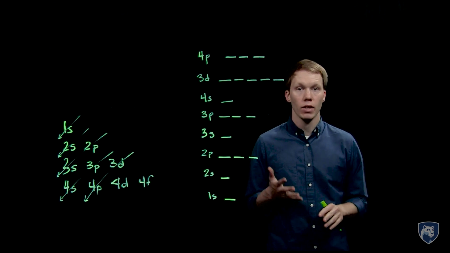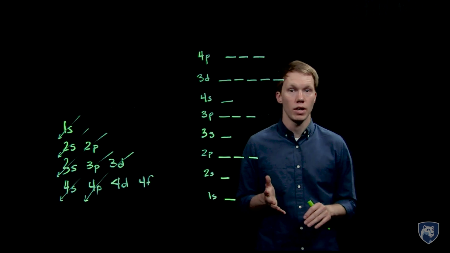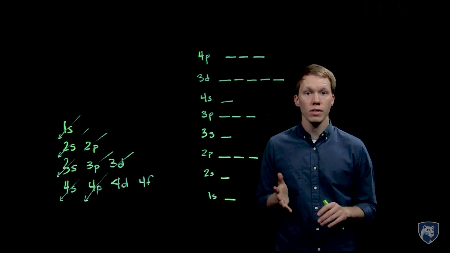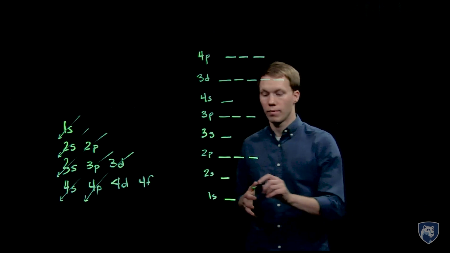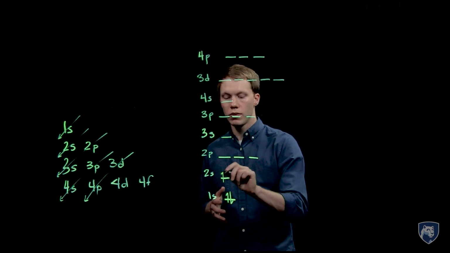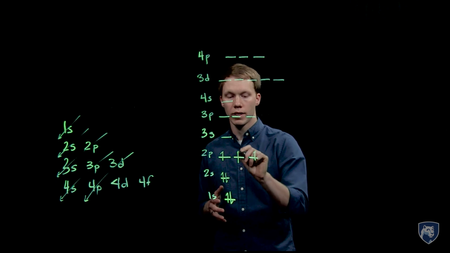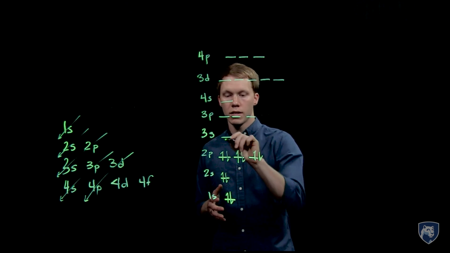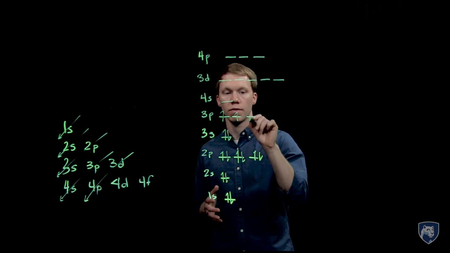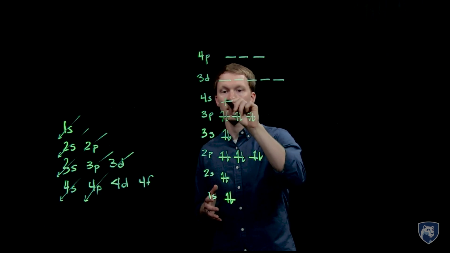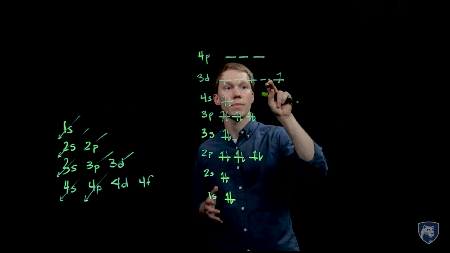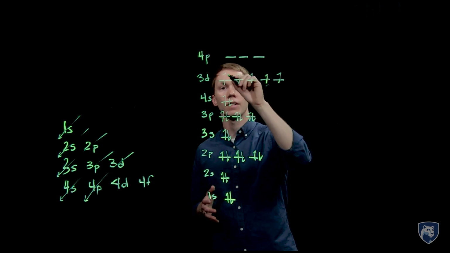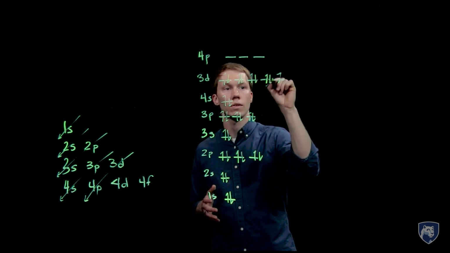Now let's look at copper. Copper is that second exception that I want you to know. Can you tell me how many electrons copper has? Copper has 29 electrons. We'll fill from the bottom up. 1, 2, 3, 4, 5, 6, 7, 8, 9, 10, 11, 12, 13, 14, 15, 16, 17, 18, 19, 20, 21, 22, 23, 24, 25. Whoops. They all have to be the same spin. 25, 26, 27, 28, 29.